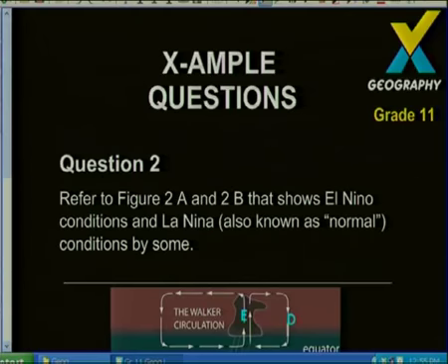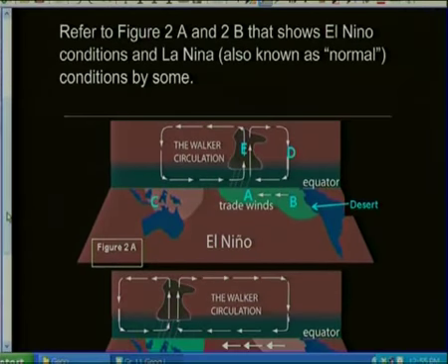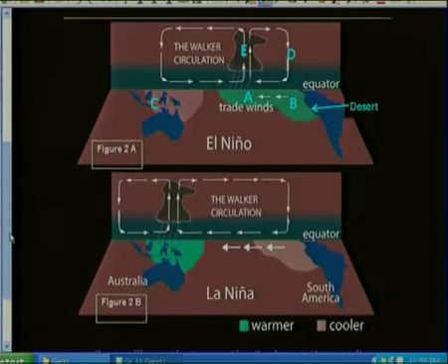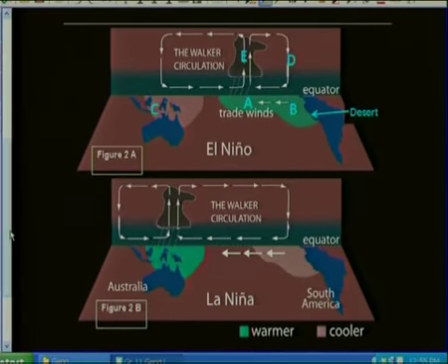Right, now we move on to a new question. Question number 2. It says, refer to figure 2a and 2b that shows El Nino conditions and La Nina, also known as normal conditions by some scientists. And here you've got a very nice graphic, beautiful picture showing you from the tropopause all the way down to sea surface, that little vertical continuum over there.